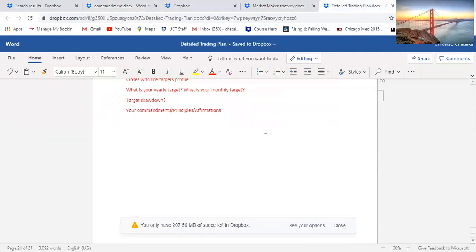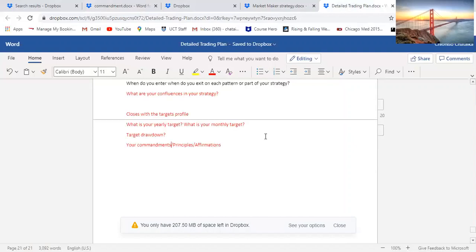And then if you want, you can add some affirmations there. And that's as detailed as it can be. It might be a bit long when you add your strategy section into it, but it's always important to keep reviewing your trading plan over and over again.